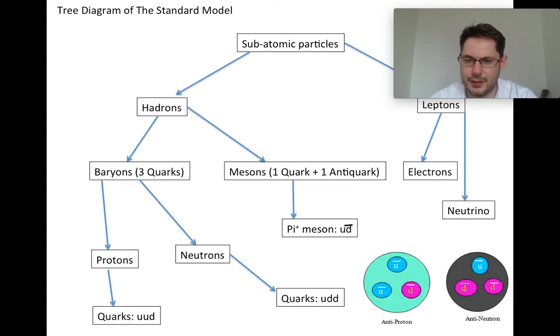Okay, and we can have a look at antiproton and antineutron there. Obviously, they're just made up of the antiquarks rather than just the quarks themselves.